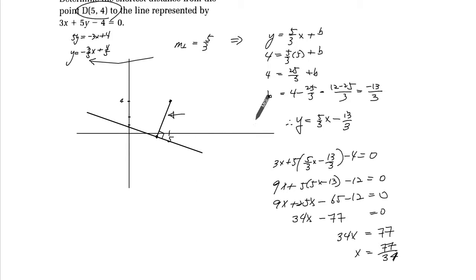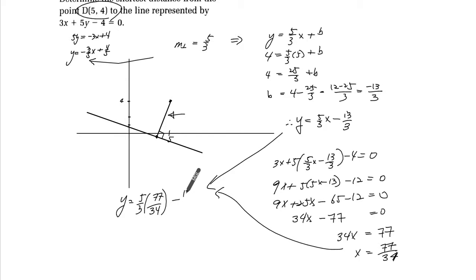To get the y coordinate, so let's use this. Let's replace in here 77 over 34 minus 13 over 3. So I could have plugged in either this one or this one. Since y is already isolated here, let's plug it in here. And unfortunately, it doesn't reduce though. So yeah, we just have to multiply them, which is going to get even uglier, right?